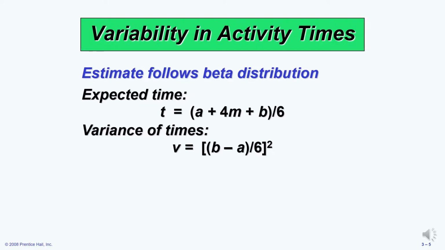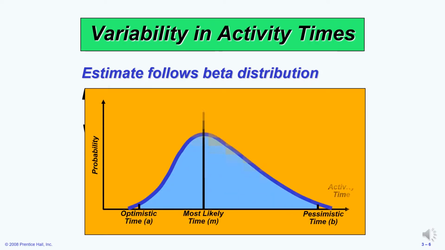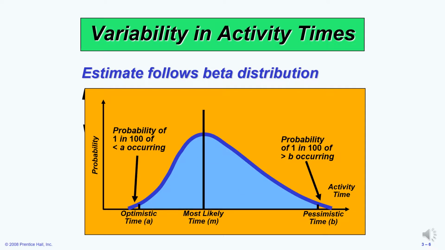We also need to calculate the variance of times. The variance of times is denoted by V equals B minus A, divided by 6, squared. We will look at an example of this. Now, for a visual representation, this is what the beta distribution looks like. And we can see that if the most likely time is at the middle of the curve, the optimistic time would have to be on the left and the pessimistic time would have to be on the right.